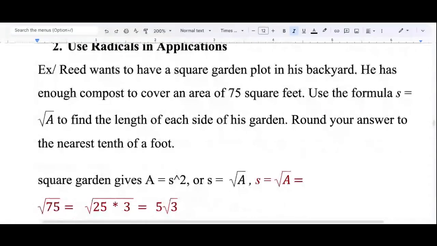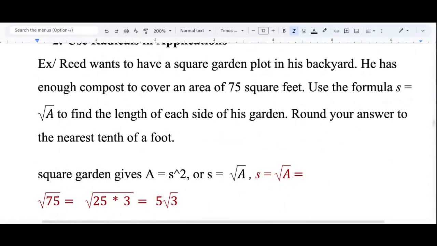Let's see this example. Reed wants to have a square garden plot in his backyard. He has enough compost to cover an area of 75 square feet. Use the formula S equals the square root of A to find the length of each side of this garden. Round your answer to the nearest tenth.